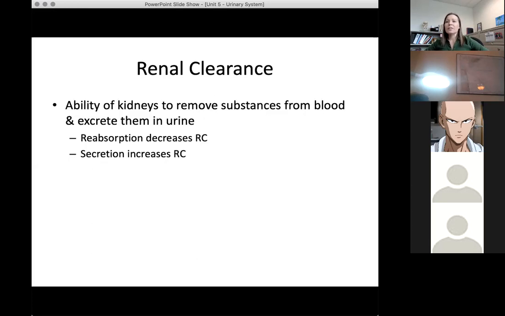If it has a clearance value that's less than inulin, so if there's less of the substance coming out than what you put in, or than what you started with in the blood, that tells you that the substance is being reabsorbed. That would explain why there's less of it in the urine than there is in the blood, because it's getting reabsorbed. It's being put back into the blood.